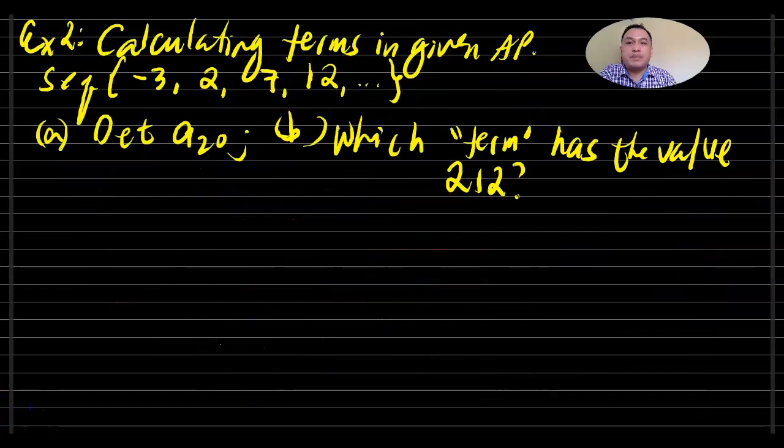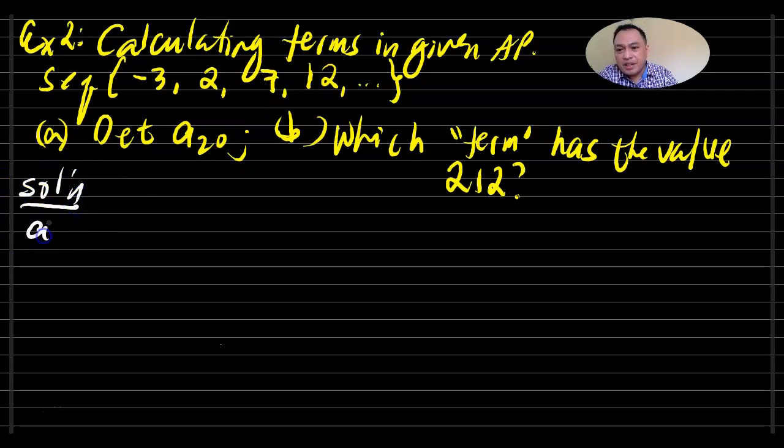In this example, we are now going to calculate a term in a given AP, and when I say AP, it's arithmetic progression. Here you are given a sequence -3, 2, 7, 12, and so on. Now, here's the requirement. Determine A20, and which term has the value of 212 in this specific sequence. As a solution, we're going to solve that.